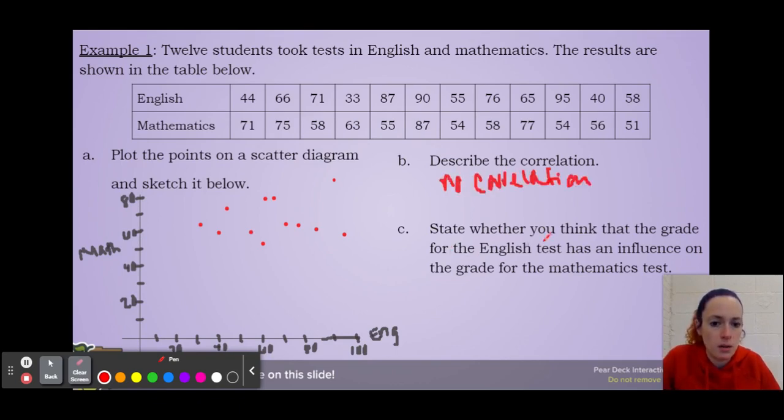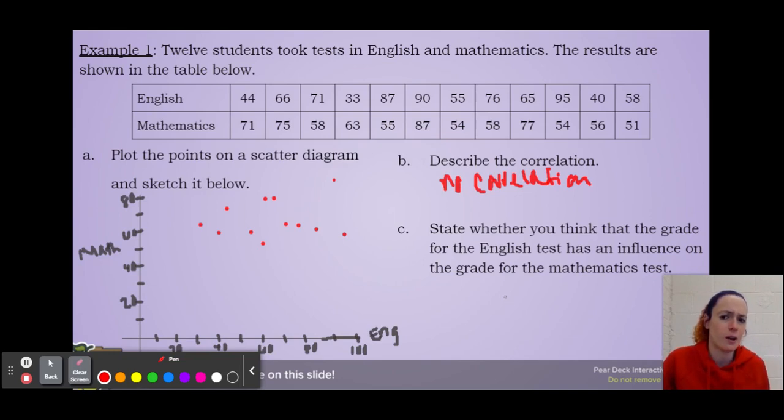And part C, state whether you think that the grade for the English test has an influence on the grade for the math test. So when you're looking at correlation, you're looking to see if they're correlated, if they're related. This is asking if you think that English influences math. So does a grade on one test cause the grade for the other test?